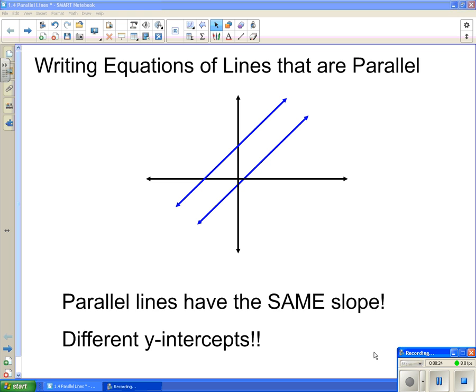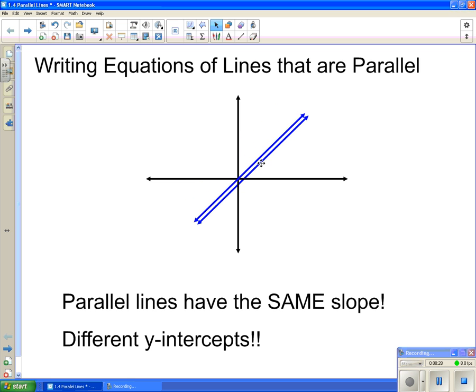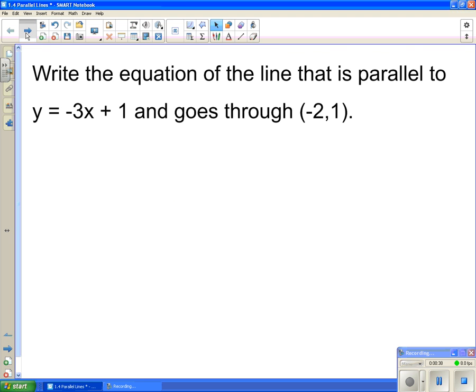If they had the same slope and the same y-intercept, let's see what will happen. See, the lines are going to be on top of each other. They would end up being the same line. So we say parallel lines have the same slope and different y-intercepts. Let's go ahead and look at an example of how to write the equation of a line that's parallel.